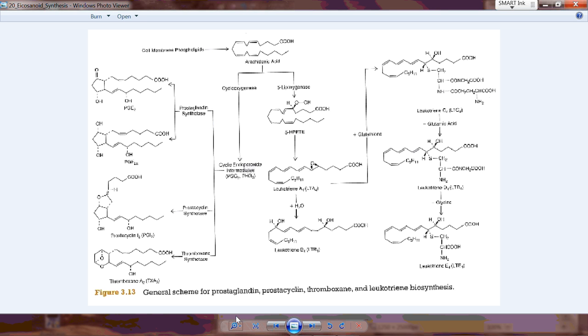Okay. So the eicosanoids, if you remember, the eicosanoids are the hormones that start from arachidonic acid. Okay, so here's our arachidonic acid. That's a cell membrane phospholipid. And we basically have all of these biochemical pathways that lead towards the production of different eicosanoids. Okay, so you have a whole series of eicosanoids that can be produced.